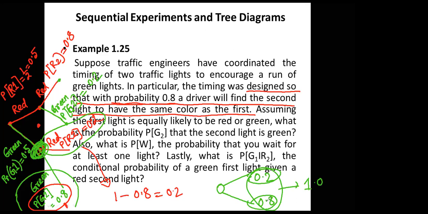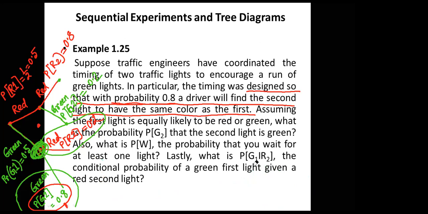Let's now proceed. Okay, so let's do these things. Now our work begins. Now the thing is, they are telling, assuming the first light is green, what is the probability of G2? What does it mean, the probability of G2? G2 can happen in two ways, isn't it? Second one is green in two ways.